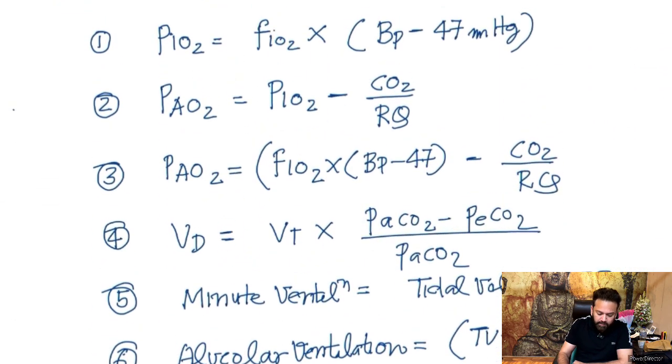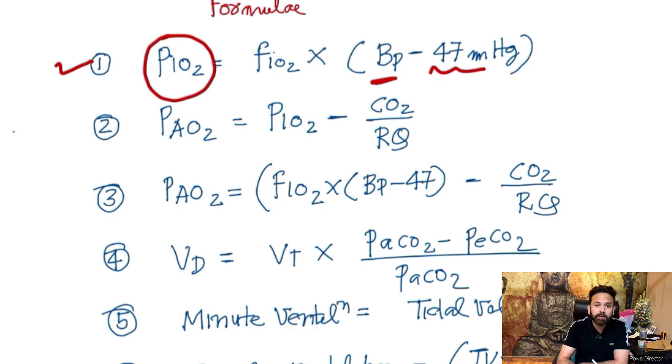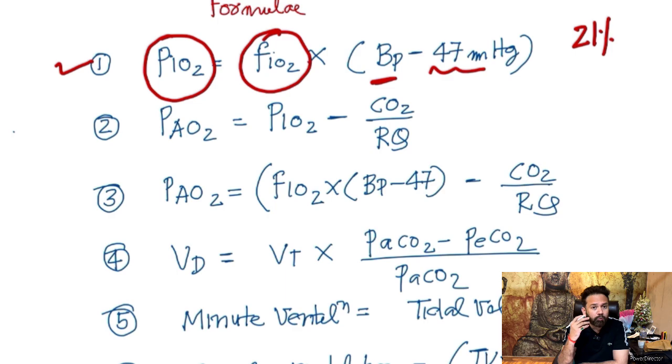But before that, there are only 7 formulas in respiratory physiology. If you remember these formulas, you can easily solve those numericals. So first is PiO2 is equal to FiO2 into barometric pressure minus water vapor pressure, and that is 47 mm of Hg. It is the pressure of inspired oxygen. I means inspired oxygen. FiO2 is the fraction of inspired oxygen, and that is usually 21%. You know, 21% is oxygen. But suppose a person is ventilated or someone is giving 100% oxygen or 50% oxygen, so that will change.